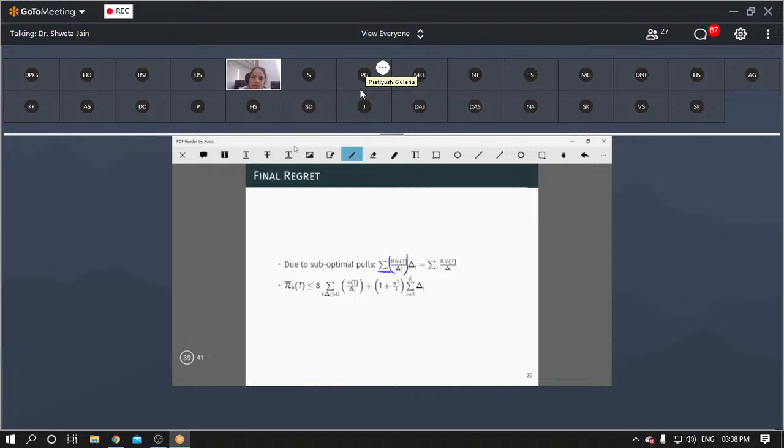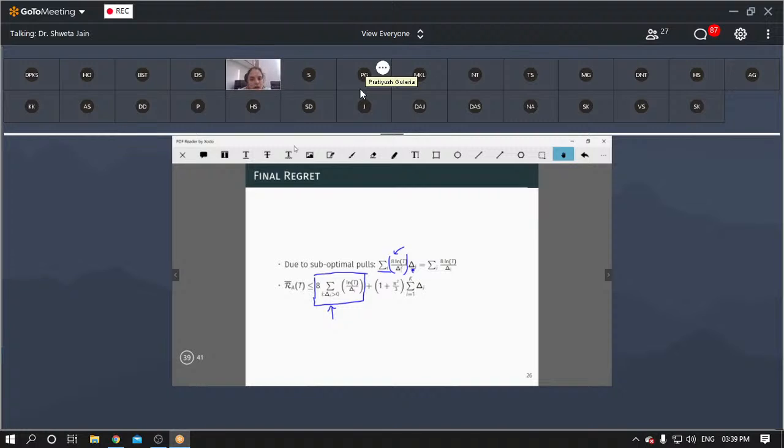Now this is the number of times I'm pulling arm I. What is the regret I'm getting due to it? I'm getting delta I regret. This is my pseudo regret definition. Right? So delta I will get cancelled out. It will be simply summation over I of 8 ln t by delta I. And if you remember the theorem that I told you, this is essentially this term.